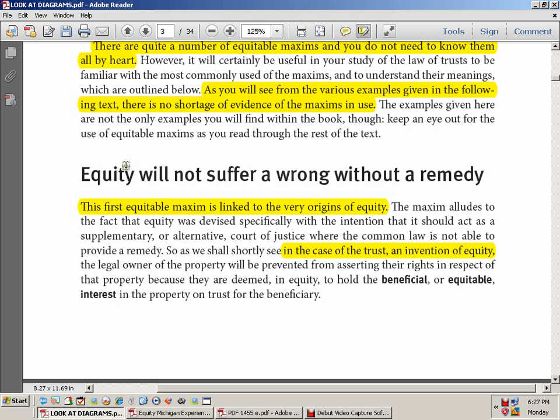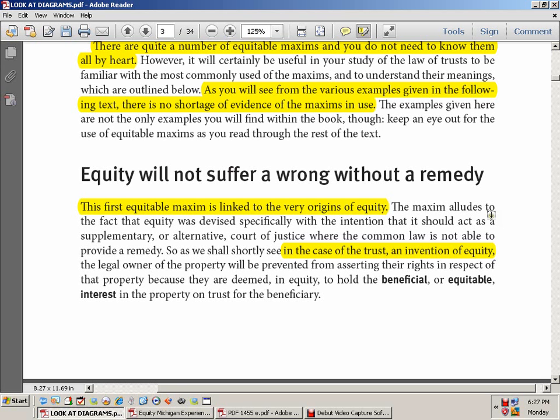Equity will not suffer a wrong without a remedy. The first equitable maxim is linked to the very origins of equity. And the very origins of equity is Jesus Christ. He brought equity. He brought the new law compared to the old law, which was the Mosaic law. And he was the Redeemer.